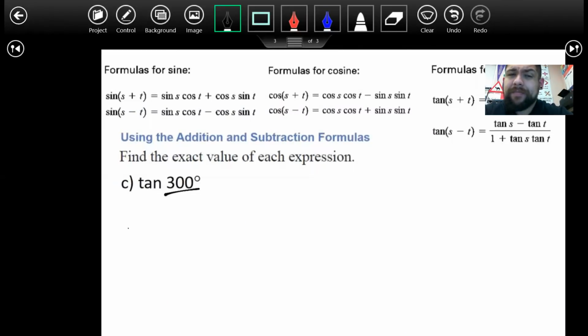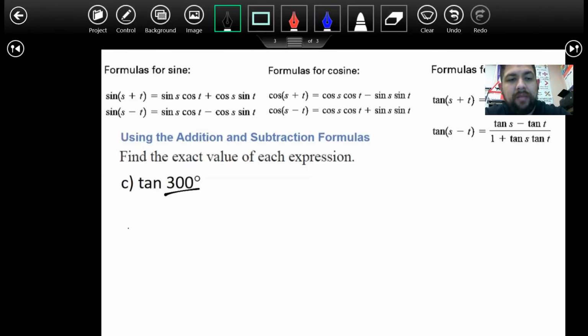Find two numbers on the unit circle that add or subtract to give the target. So you have a wide variety: 30, 45, 60, 90, 120, 135, 150, 180, 210, 225, 240, all the way around the unit circle, that add up to 300 or subtract to 300. I like the addition just because it's easier for me.